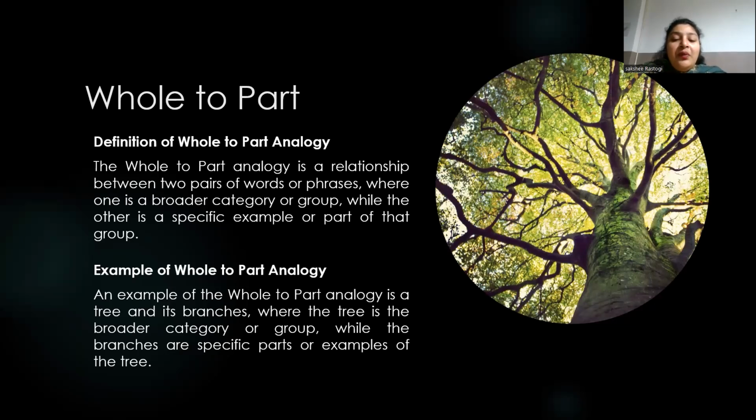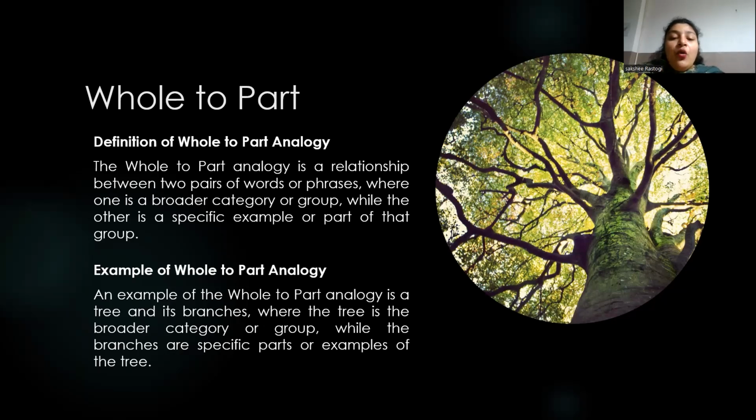In a whole to part analogy, the whole is the broader, more general concept, while the part is the narrower, more specific component. This analogy helps to identify the relationship between a larger system and its individual components. Understand how the whole is made up of its parts. Make connections between different concepts and ideas. Develop critical thinking and problem solving skills.